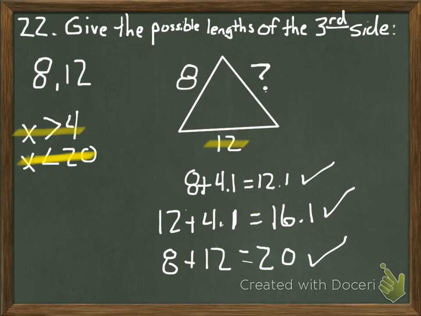So remember, with these problems, if you just subtract the 2 numbers, you get the smallest it can be. If you add the 2 numbers, you get the greatest it can be, or the biggest it is. And that is it for the homework today.